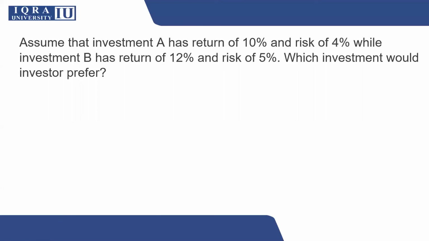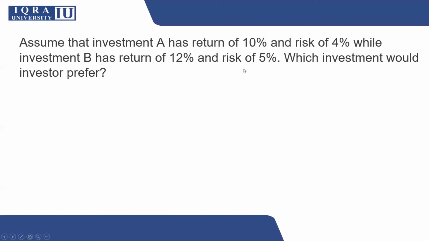Now suppose this is the condition which is given. In the previous lecture we discussed that the return was the same in both the cases, but over here you can see that in investment A you have a return of 10% while risk is 4%. While in investment B, we have a return of 12% and the risk is 5%. So carefully see that if return was less, risk was also less. But as return is increasing, risk is also increasing. Now the question is, should I go to the first one or should I go to the B one?